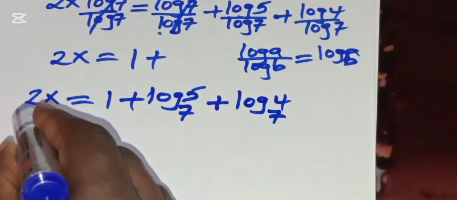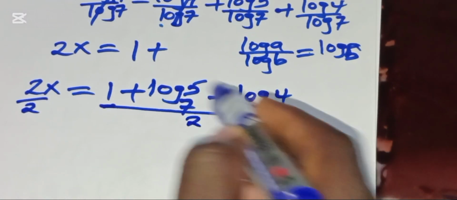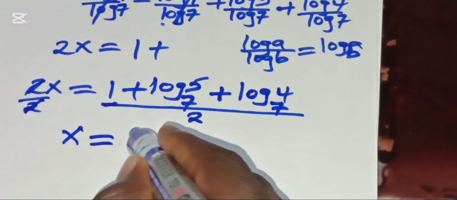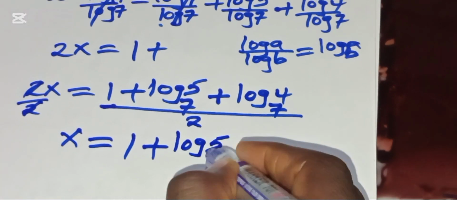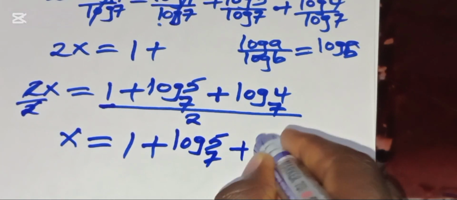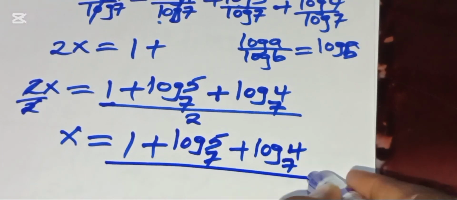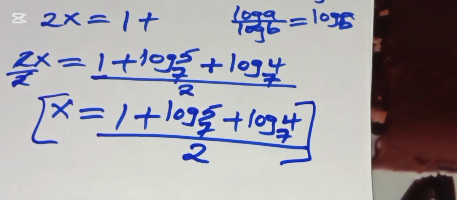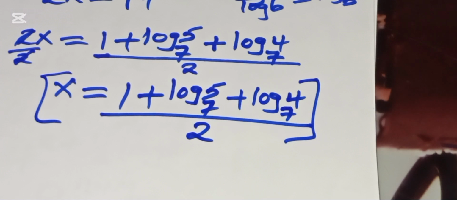So we divide both sides by 2. Divide everything here by 2, so that the value of x is equal to 1 plus log 5 to base 7 plus log 4 to base 7, divide everything by 2. So this is the value of x. And let's verify if this value of x satisfies the equation.